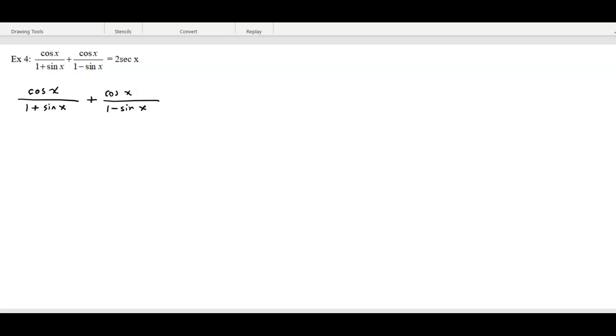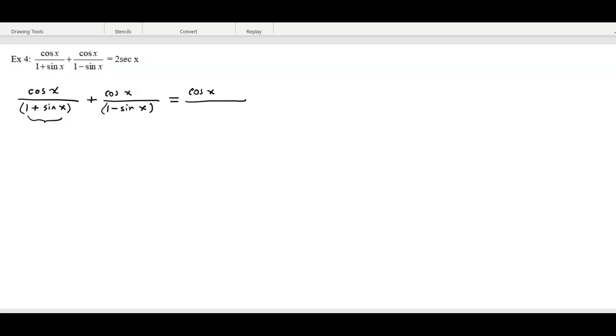Now I'm looking at this problem and I'm saying, okay, I have to get a common denominator. So I'm going to build two fractions with a common denominator. I already have 1 plus sine of x. So think of that as one term. That's where you have to be careful.